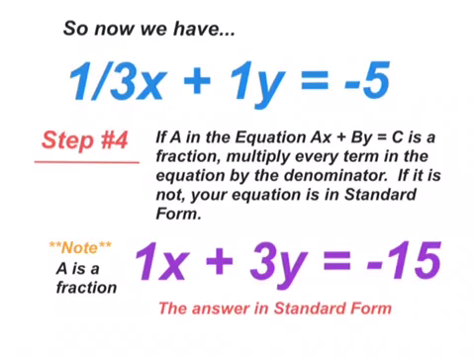So 1/3 x times 3 is 1x because 1/3 times 3 over 1 is 1 in simplified terms. Then I take my 1y, 1 times 3 gives me 3y. And then last but not least, negative 5 times 3 gives me negative 15. One of the biggest mistakes that students tend to make is they forget to multiply the term over here on the right-hand side. They leave it as the negative 5 and then make that mistake. So make sure you're thorough.